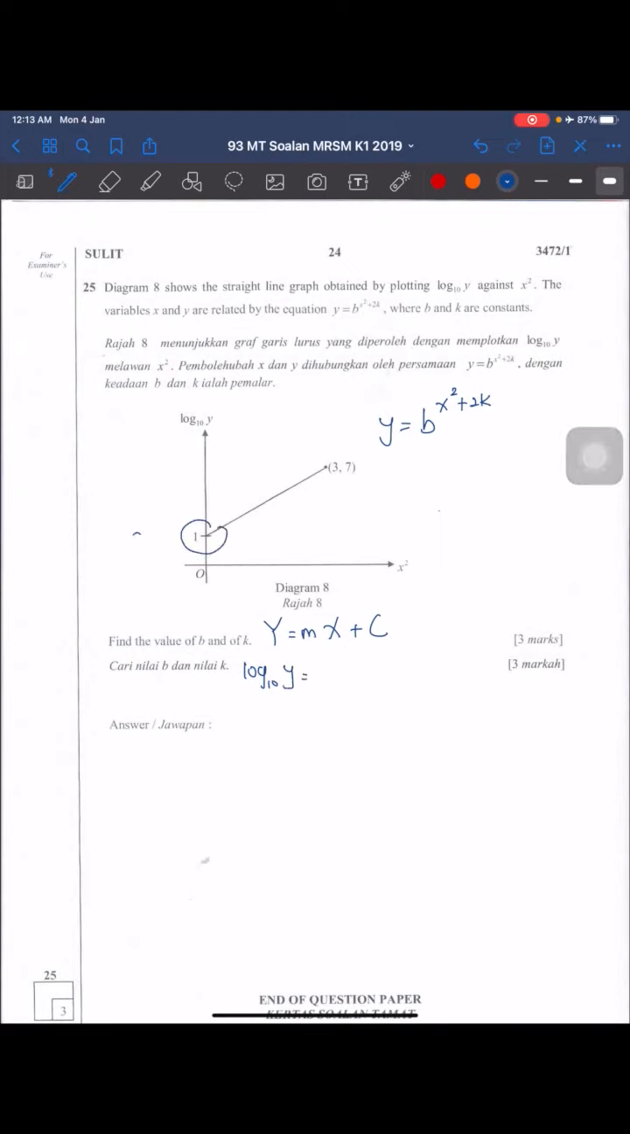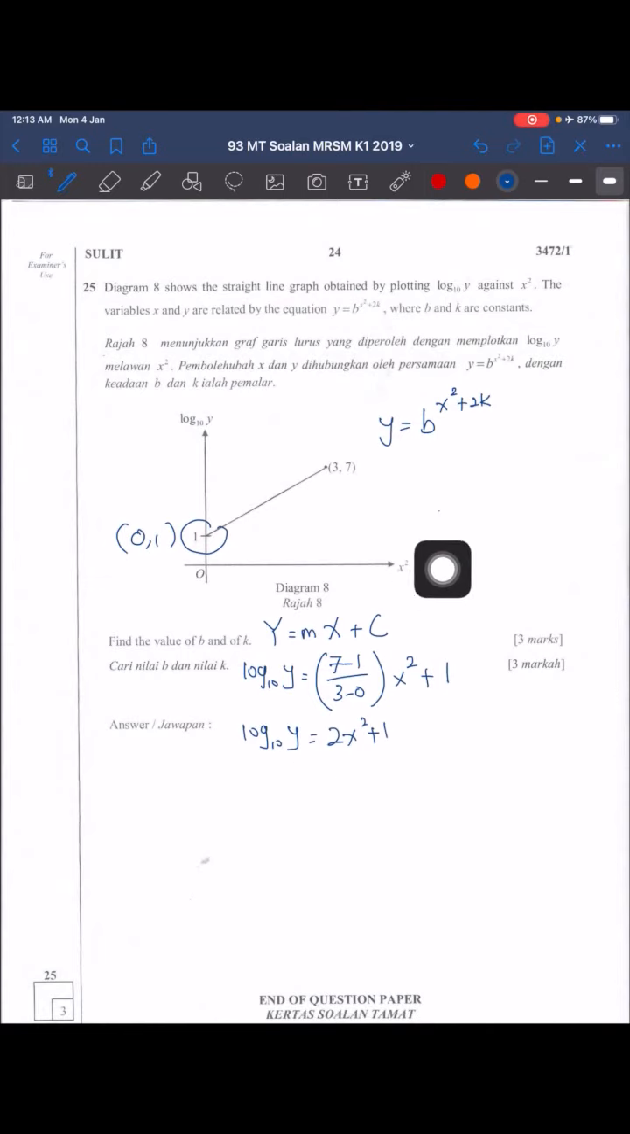So this is 0, 1. 7 minus 1 over 3 minus 0. Capital X is x square plus c is y-intercept. So 1. So log tan y, 7 minus 1, 6 divided by 3 is 2x square plus 1. Okay, so settle, kita dapat equation from the diagram.